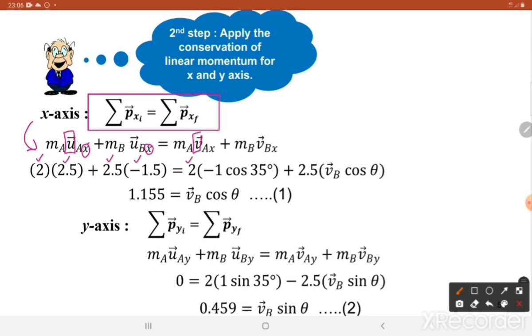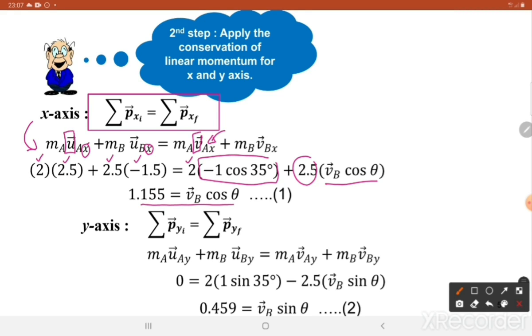MA is 2 kilogram. VAX is equal to negative 1 cos 35. Okay, VAX, not VA. VA is 1 meter per second. So you need to substitute here VAX, not the value of VA. And then plus MB VBX. MB is 2.5 kilogram. So your VBX in terms of VB and theta is VB cos theta. So you will get the first equation, which is 1.155 is equal to VB cos theta.